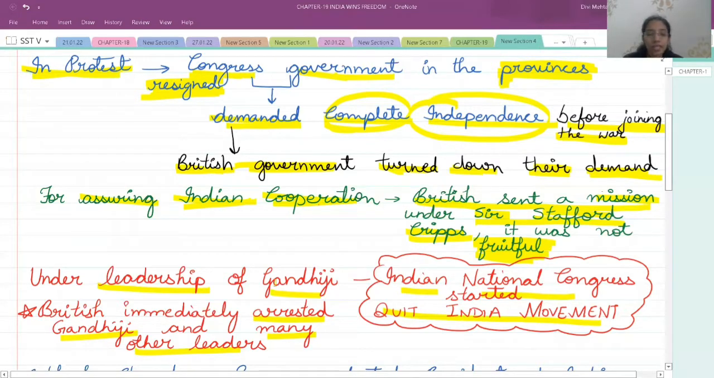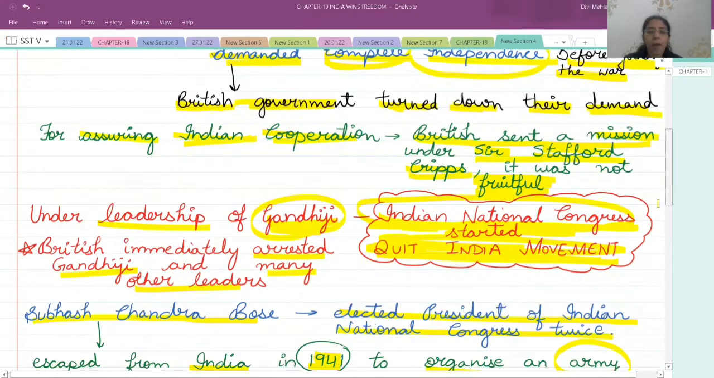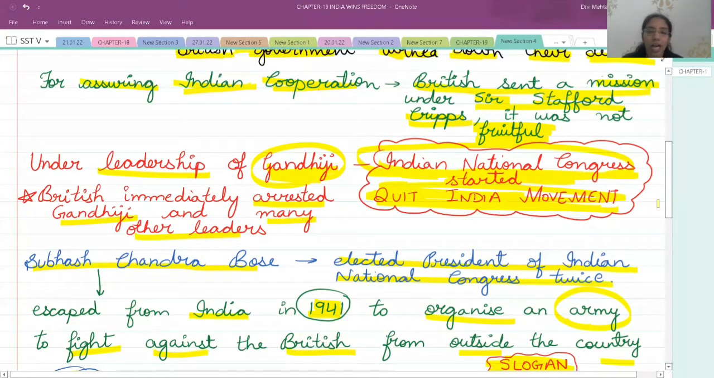So under the leadership of Mahatma Gandhi ji, the Indian National Congress started a movement. That movement's name was Quit India Movement. Britishers immediately arrested Gandhi ji at that time because he was the leader of the Quit India Movement. They also arrested many other leaders who were joining this movement.